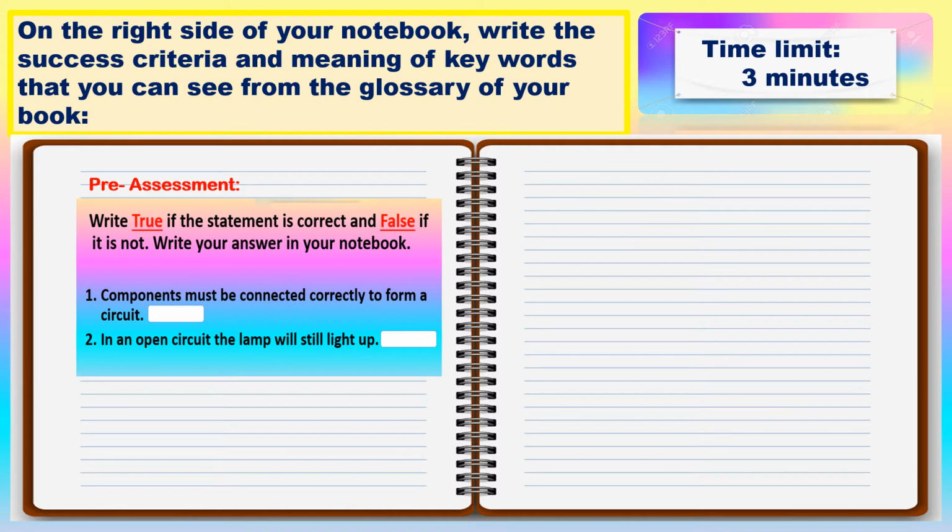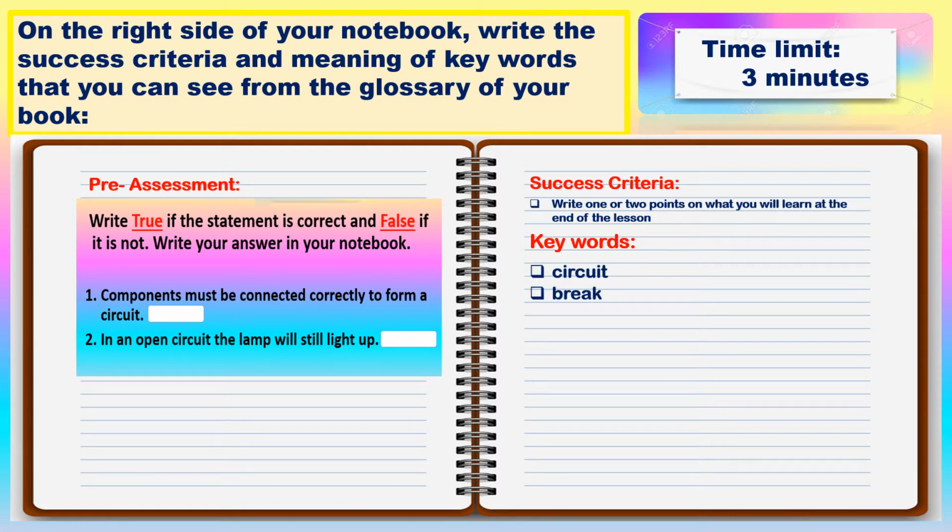On the right side of your notebook, write the success criteria and meaning of keywords that you can see from the glossary of your book. The success criteria, write 1 or 2 points on what you will learn at the end of the lesson. And for the keywords, find the definition of the following keywords using the glossary of your book. The keywords are circuit and break. You have only 3 minutes to do this activity.